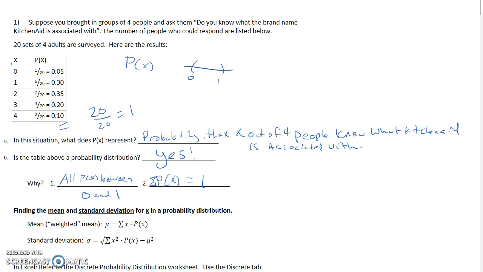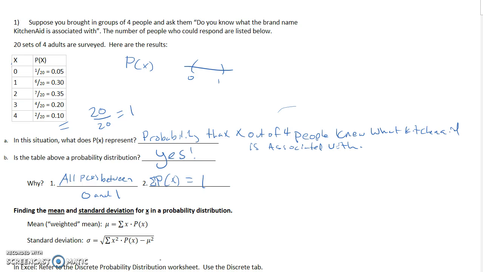Now, finding the mean and standard deviation of a probability distribution. To find the mean, we take the sum of all of the x's times the P of x's. So we multiply across, and then we add up what we get. The standard deviation is a little bit more complicated. It's the square root of the sum of x squared times the P of x's minus mu squared. We're not going to worry about this one right now. It's not impossible to do, but we're going to rely on technology to calculate it, and I'll show you how to do that in a second.